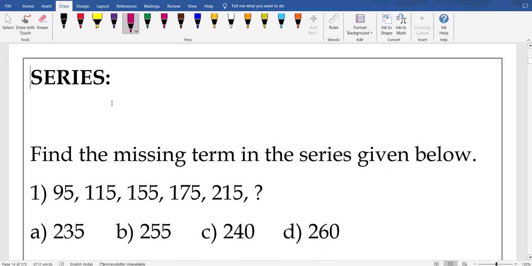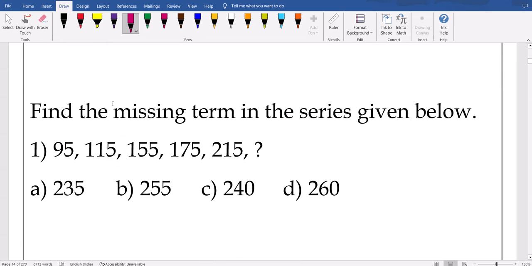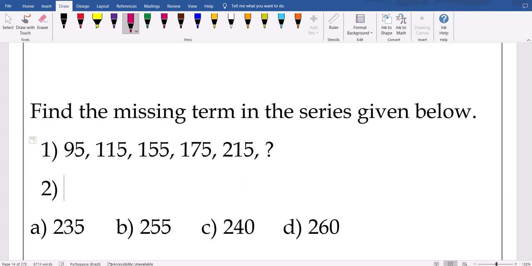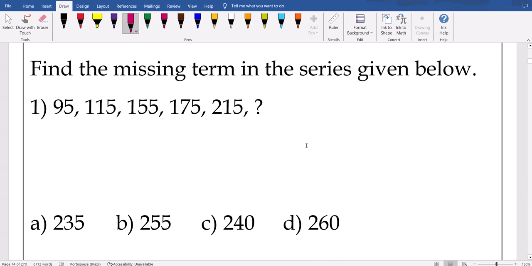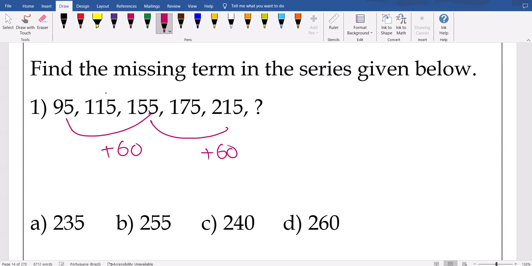And this everybody will be a bit comfortable and we can handle easily because there are certain logics. But the problem is, especially with the previous things, you have to be very careful. And here, many can solve in different styles. 95, 115, 155, 175, and 215. Some people go with alternate numbers, sir. Plus 60 here, plus 60. Here it is plus 60. Here it is plus 60, sir, 235.